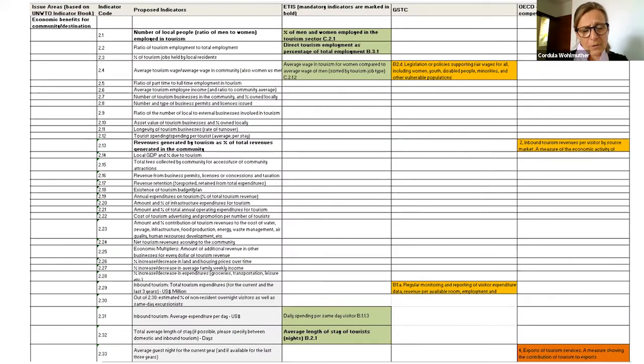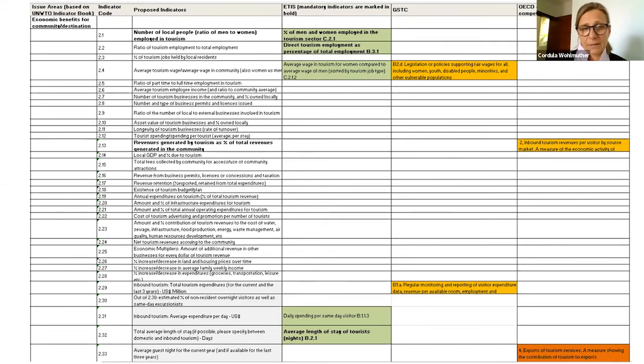That means here on the left side, you will see the listing of these indicators. The ones in bold are the so-called baseline indicators. So baseline indicator 2.1 would be number of local people employed in tourism, and the other one would be 2.1.3, revenues generated by tourism as percentage of total revenues generated in the community. In addition to this exercise, we have done a listing of other indicators that we could see from ETIS, the European Tourism Indicator System, but also from the GSTC and from the OECD that you can see here listed.